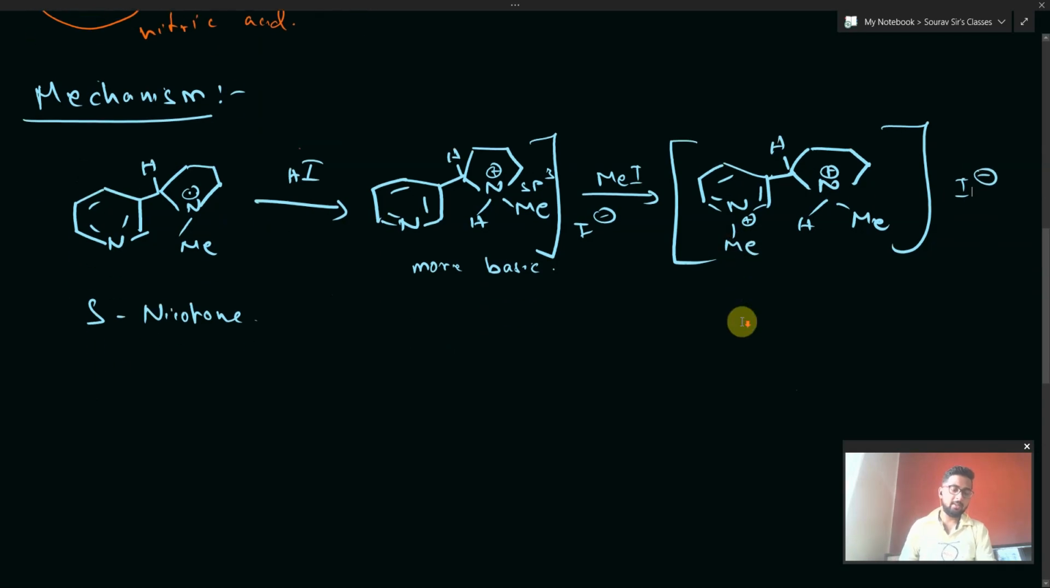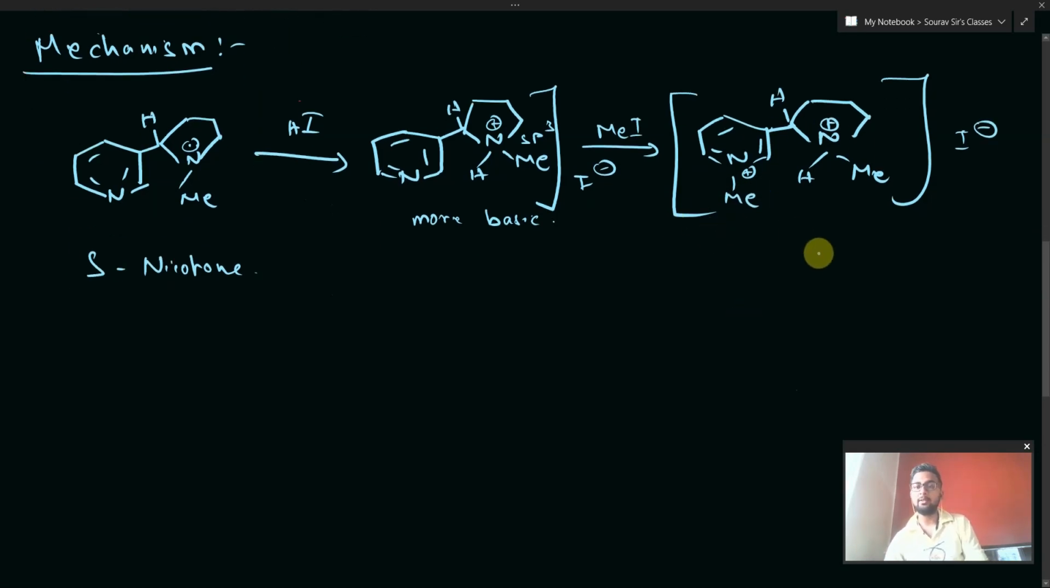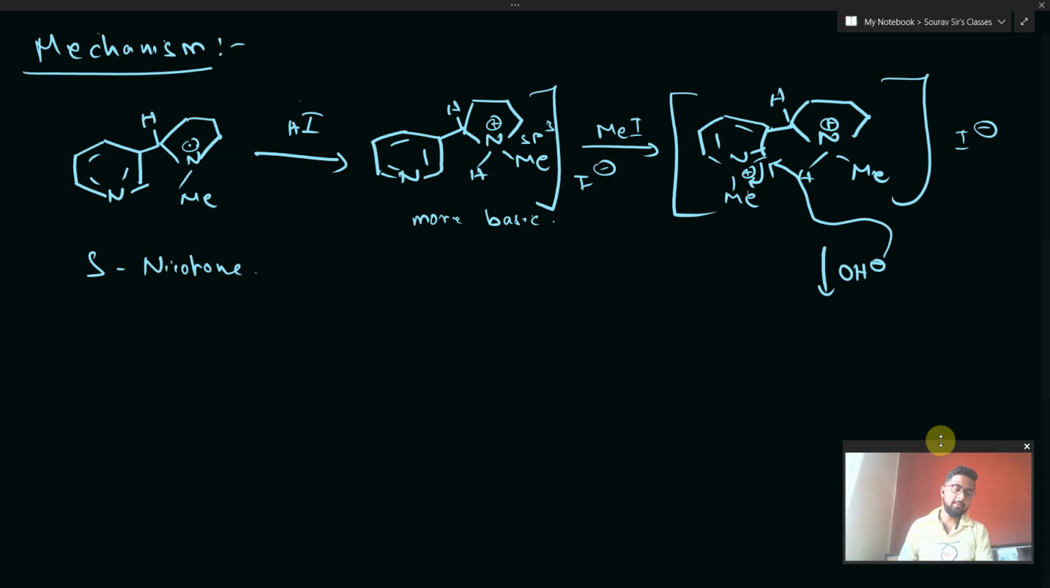Now what would happen is we will be providing OH minus into the system. This OH minus would be attacking this carbon on the pyridine ring, and this bond will be opening up. Then we'll be getting, and another OH minus would also be attacking.